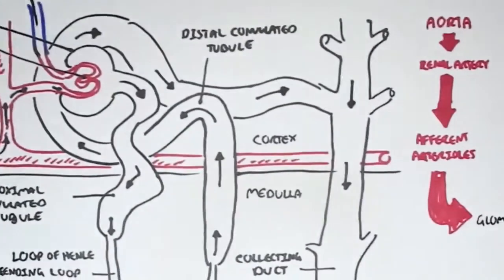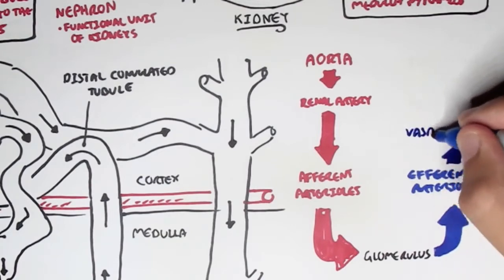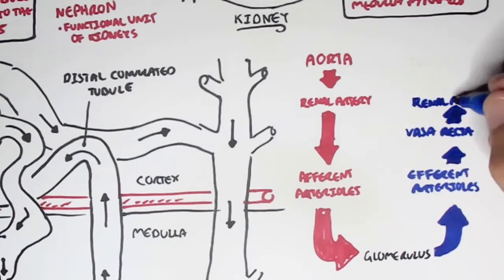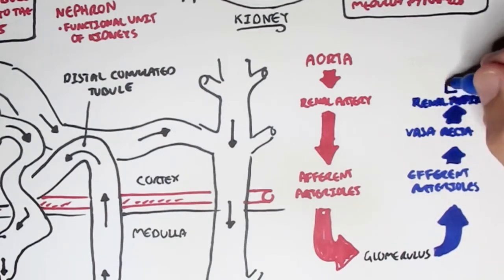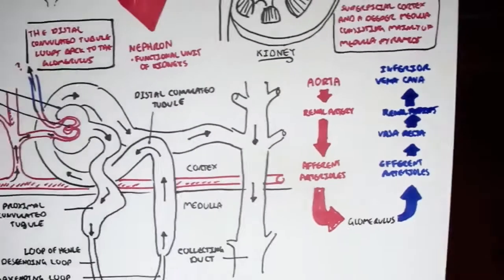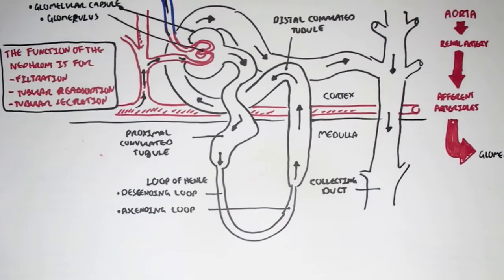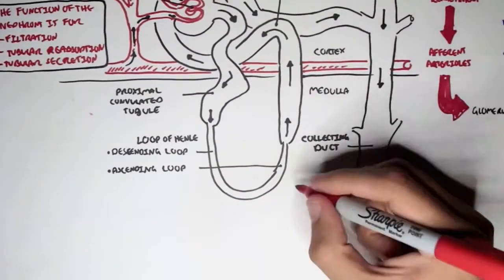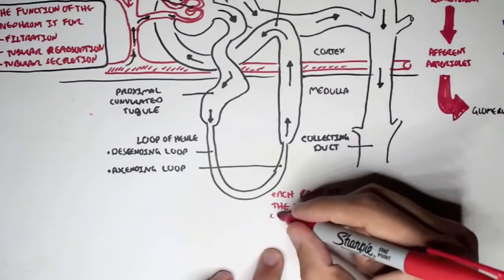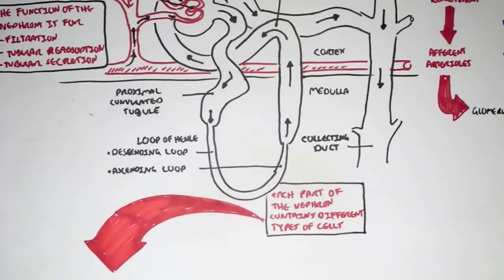Now, back to this diagram, where the efferent arteriole brings blood back out of the head of the nephron, it can then form the vasa recta, or it can form the renal vein, and then will form the inferior vena cava. Now, this vasa recta is only present in certain types of nephrons, and we'll get back to this soon. But another important thing to remember is that each part of the nephron contains different types of cells. And so let's draw another diagram of these nephrons.